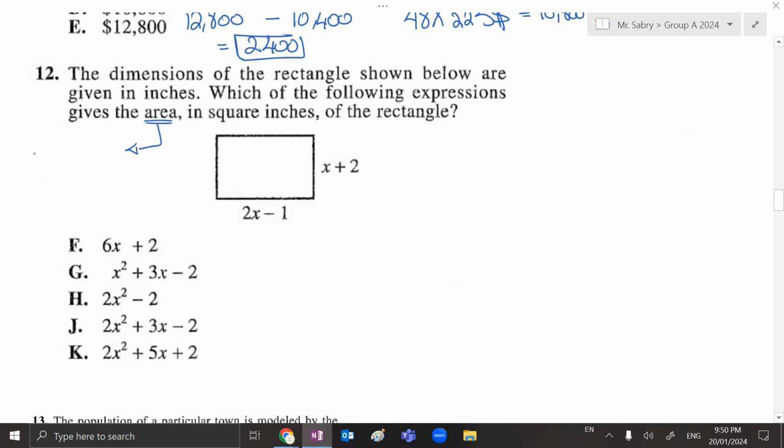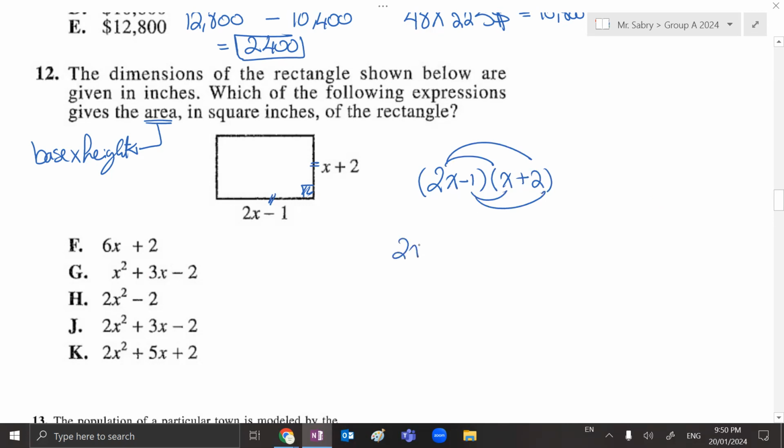I need to remember that the area of anything in the whole world is base times height. We just call them different names through different shapes. So this shape right here has clearly this as base and this as height. I'll just need to multiply the base by the height to get the area. So I'll put them in brackets and I'll start multiplying them. Make sure you distribute.